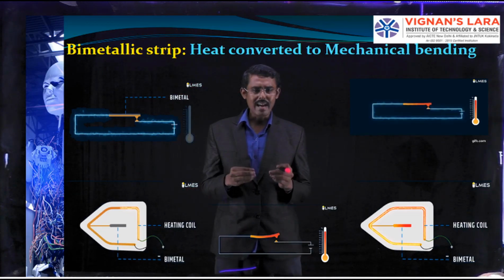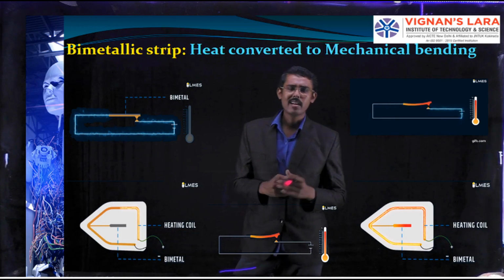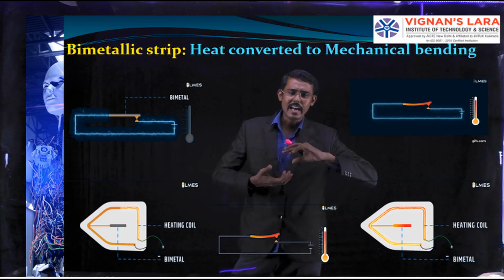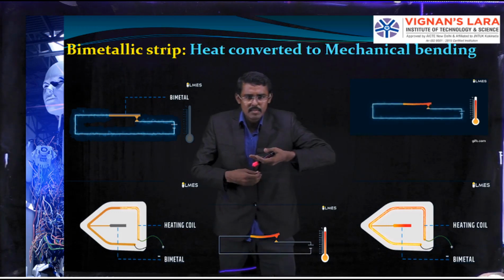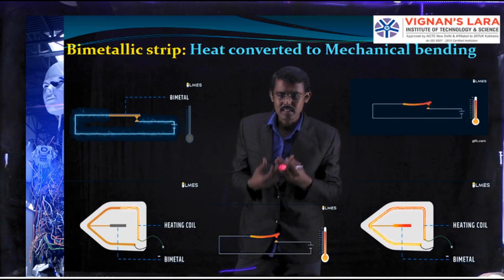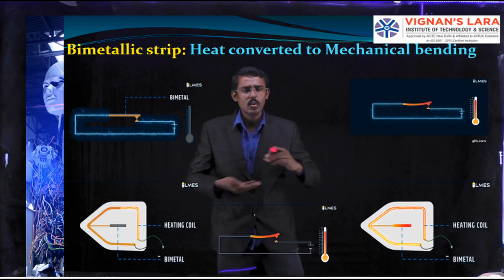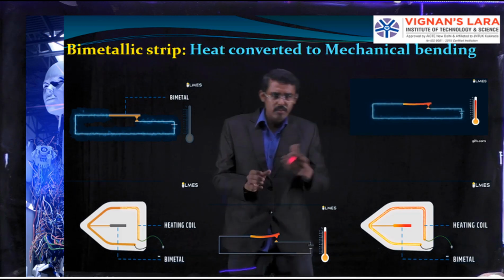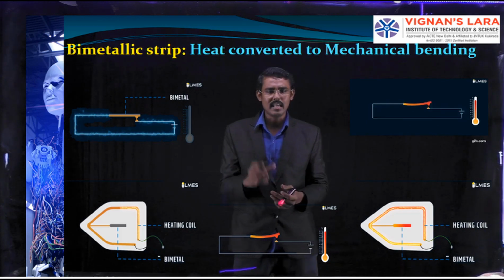This bimetallic strip I have connected to an iron box now. The bimetallic strip has been prepared, and the same thing I am now connecting to the iron box. What happens? Let us understand the concept first, before going to the iron box.